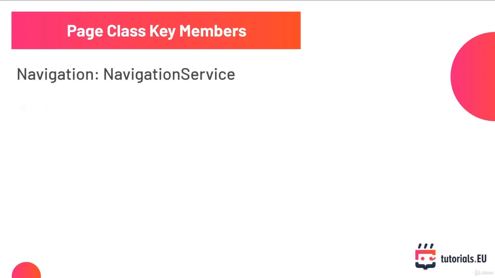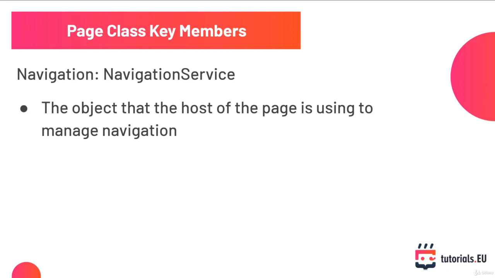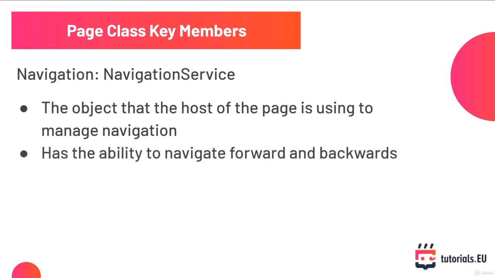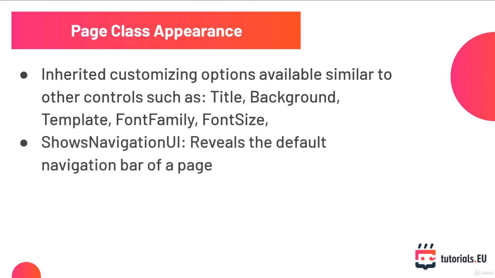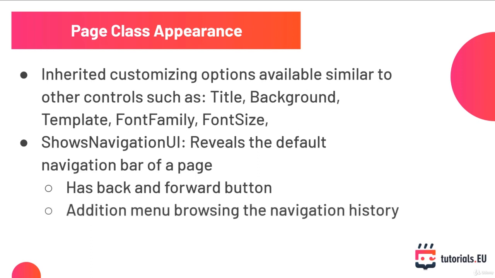Then there is the NavigationService, the object that the host of the page is using to manage navigation. This allows us to navigate from one page to another, which is very useful. It has the ability to navigate forward and backwards, and we're going to see how to do that. As for the Page class appearance, it inherited customizing options available similar to other controls, such as the title, background, template, font family, font size. So you can define those for the entire page. And ShowsNavigationUI reveals the default navigation bar of a page. This navigation bar then allows us to navigate through the navigation history.